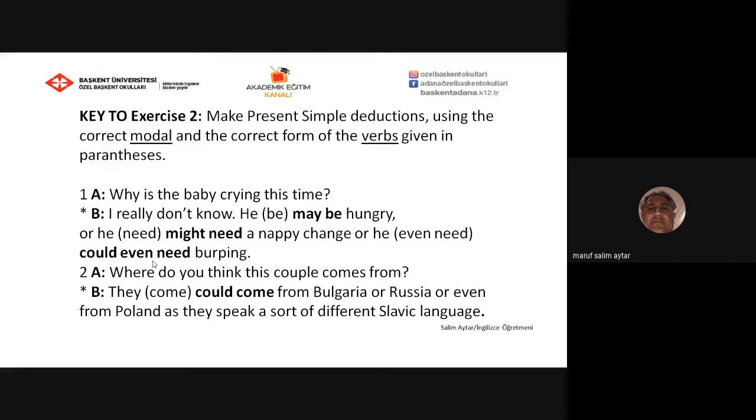Have a look at the key. Why is the baby crying this time? I really don't know. He may be hungry, or he might need a nappy change, or he could even need burping. Where do you think this couple comes from? They could come from Bulgaria or Russia, or even from Poland, as they speak a sort of different Slavic language.